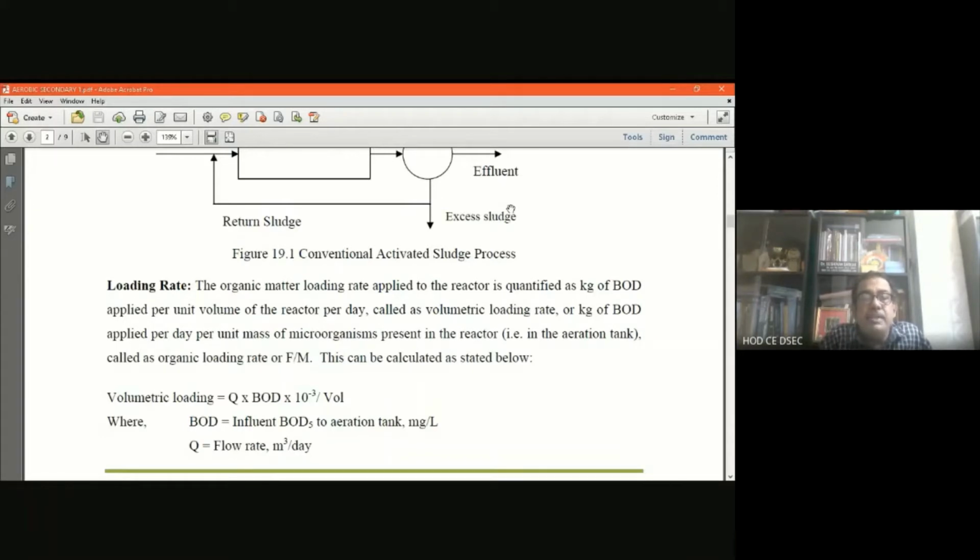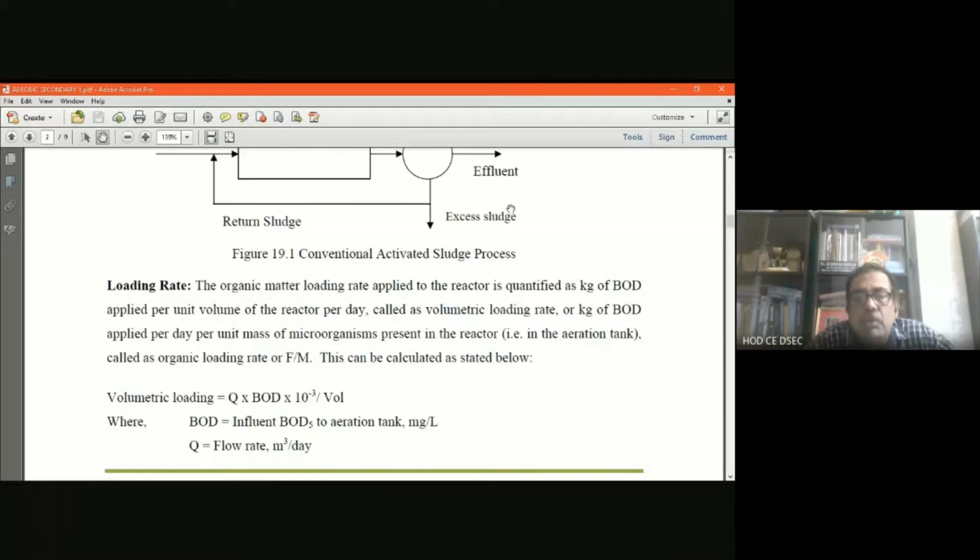And if you see the kg of BOD applied per day per unit mass of organism, then it is called the organic loading rate. What is that? F by M. F means the organic matter, that is the food to the microorganism, so it is denoted as F. And what is M? M is microorganism, so F by M is designated as the loading rate. This is called the organic loading rate.